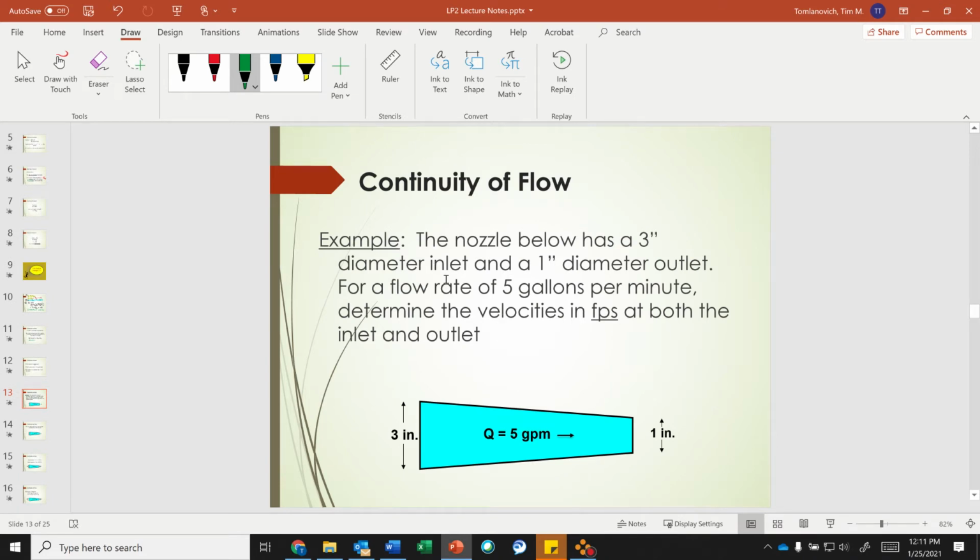So let's do an example. The nozzle below has a 3-inch diameter inlet and a 1-inch diameter outlet. So the flow is coming in, so Q in, and we have Q out. Okay. The flow rate is 5 gallons per minute. Determine the velocities in feet per second at both inlet and outlet.